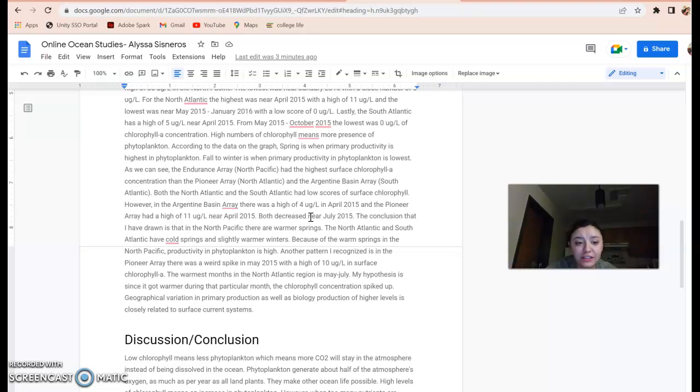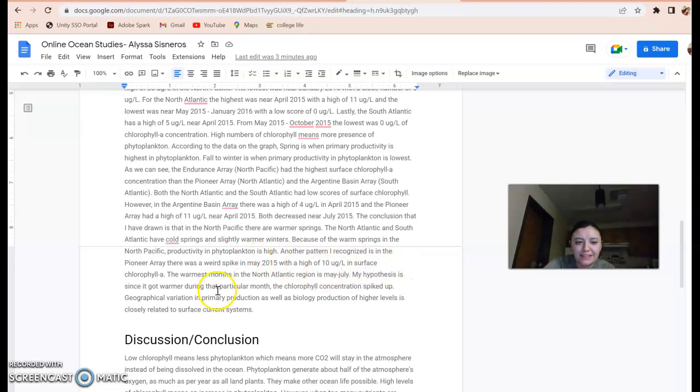The conclusion that I have drawn is that in the North Pacific, there are warmer springs. The North Atlantic and South Atlantic have cold springs and slightly warmer winters. Because of the warm springs, North Pacific productivity in phytoplankton is high.